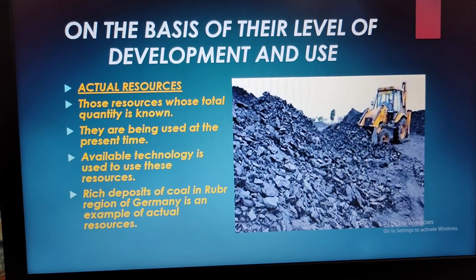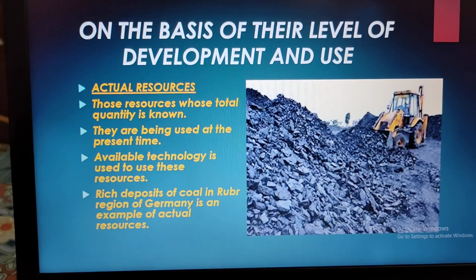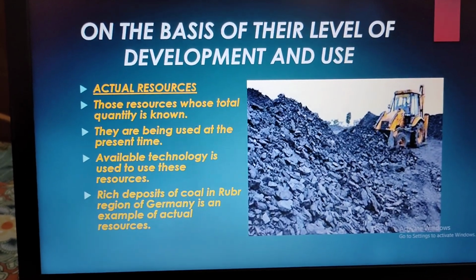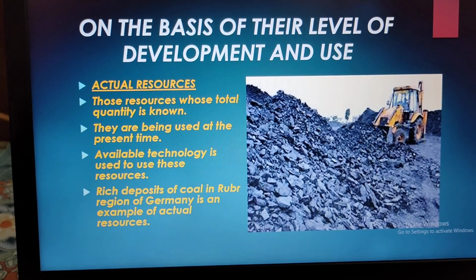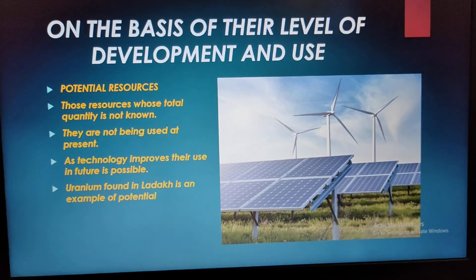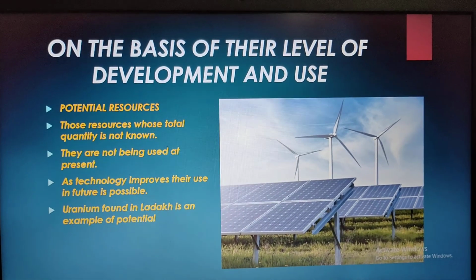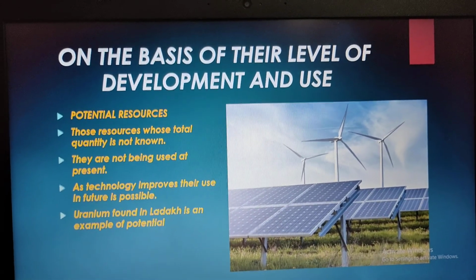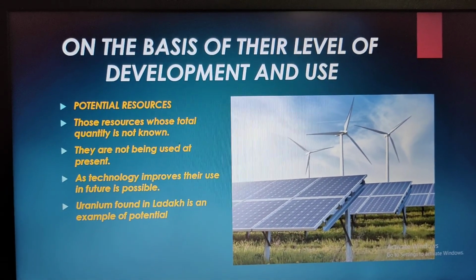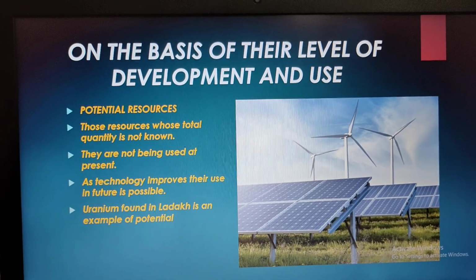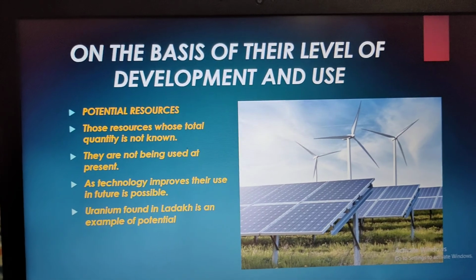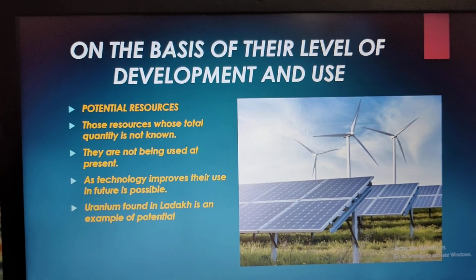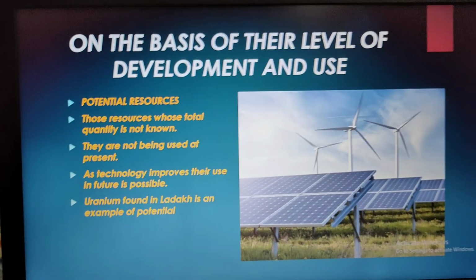Actual resources means the resources which have been developed, right? The resources whose quality is known and they are being used full-fledged. Potential means the resources which have the potential, right? The resources which have the potential and which can be proved very, very beneficial as well, but still they are not being brought into use, either due to lack of technology or due to lack of awareness.